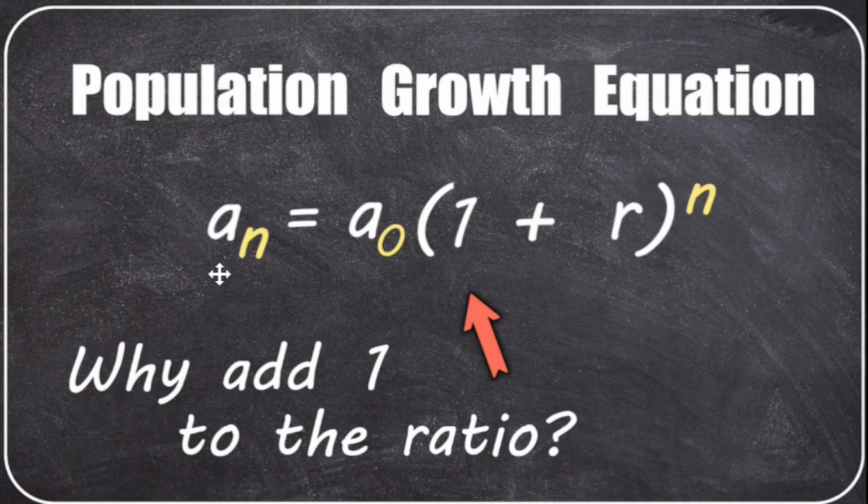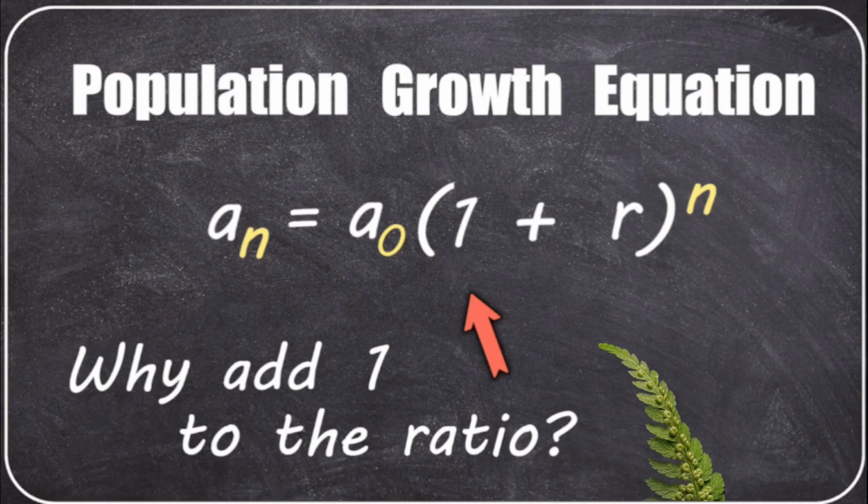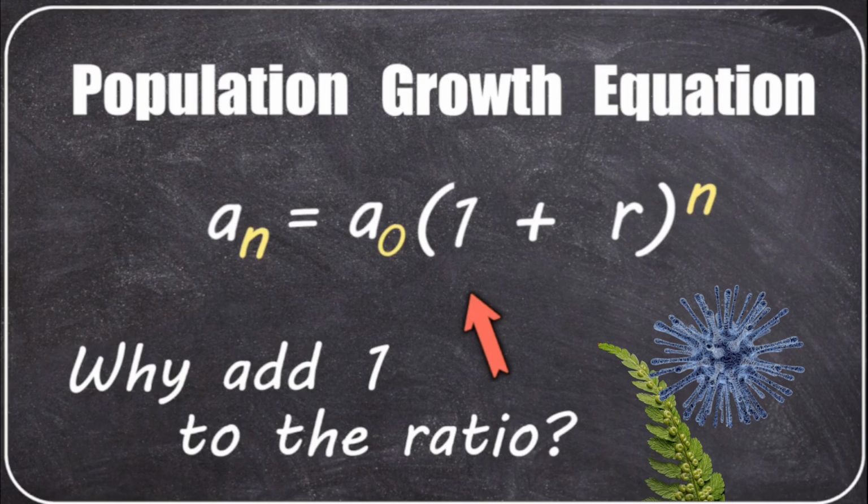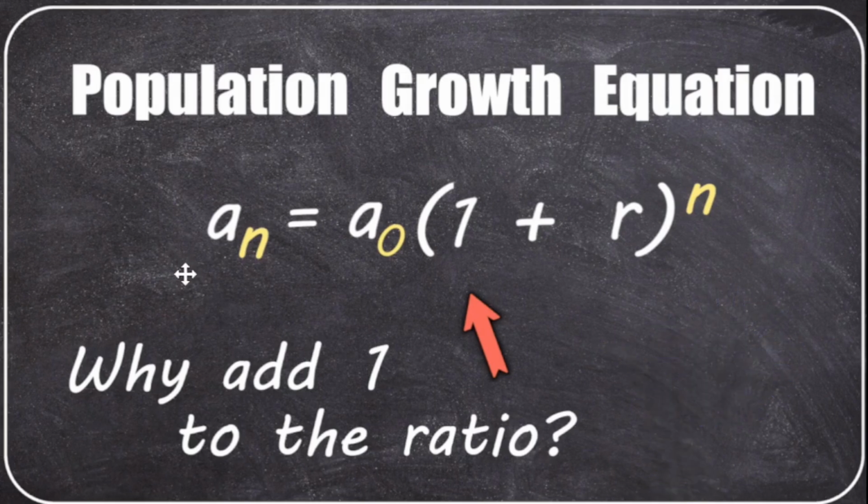And populations is just one area where this can be used. It can be used for the growth of plants, for the growth of bacteria, and pretty much anything that changes at a constant rate. Let's begin by looking at a problem that we might typically come across, which would require the use of this formula to solve.